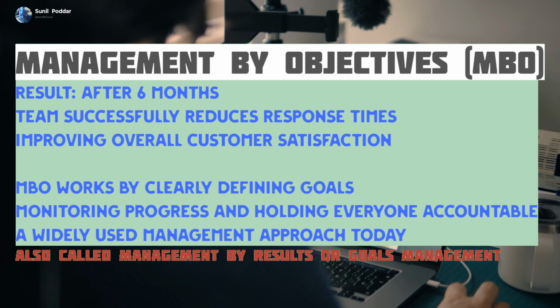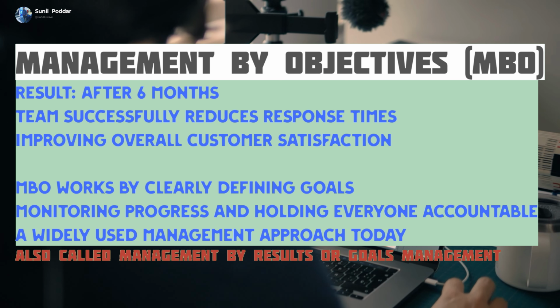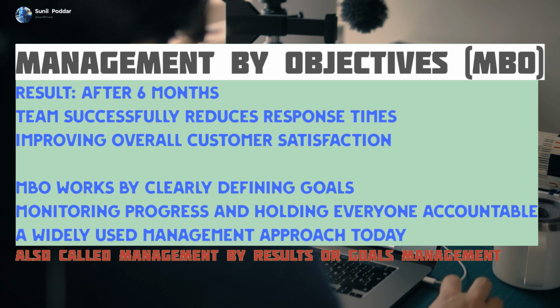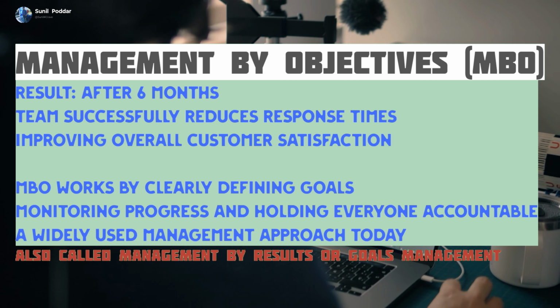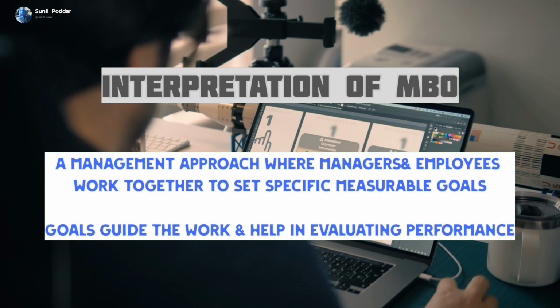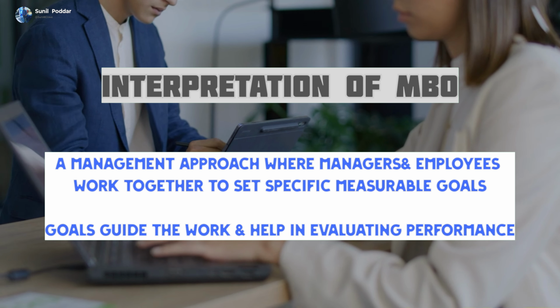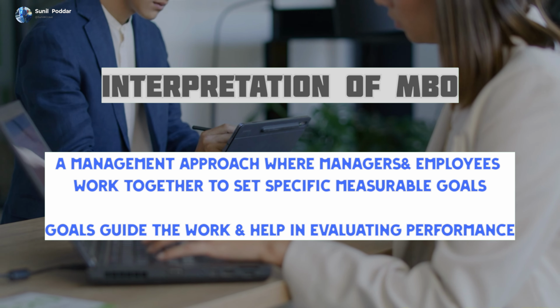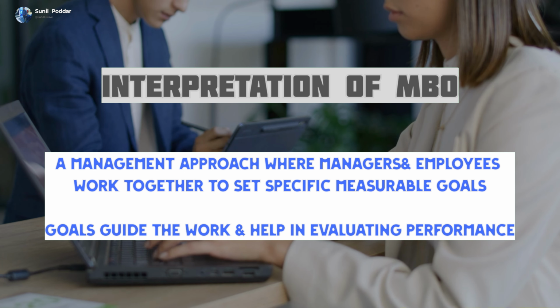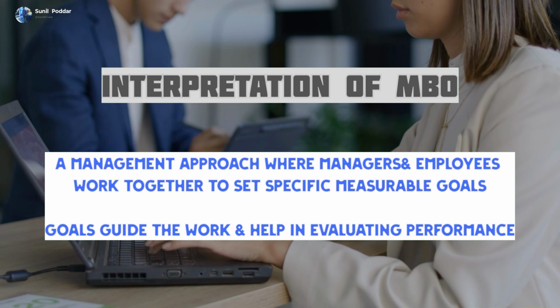MBO works by clearly defining goals, monitoring progress, and holding everyone accountable. It is a widely used management approach today. Interpretation of MBO. Management by objective is a management approach where managers and employees work together to set measurable goals. These goals guide the work and help in evaluating performance.